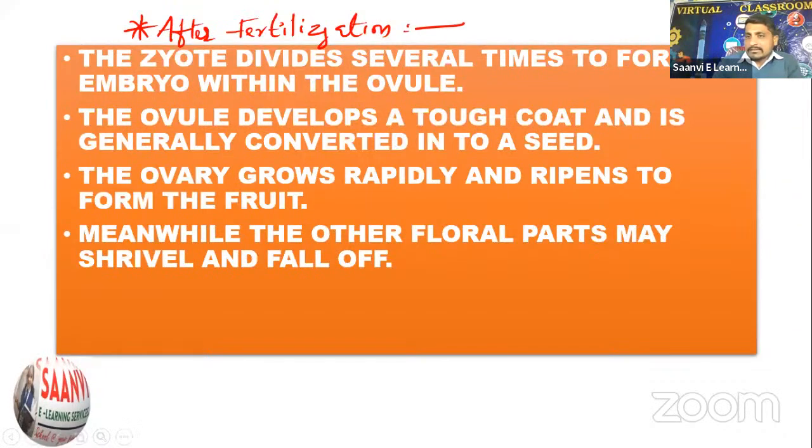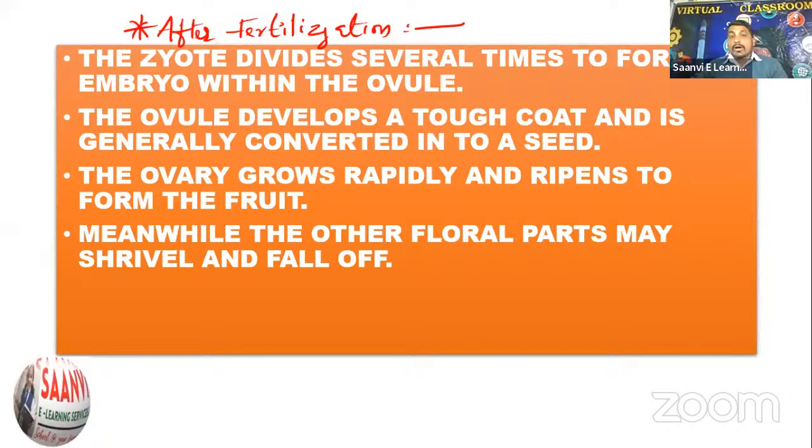Next, Manikanta: the ovary grows rapidly and ripens to form the fruit. The ovary grows rapidly and ripens to form the fruit.